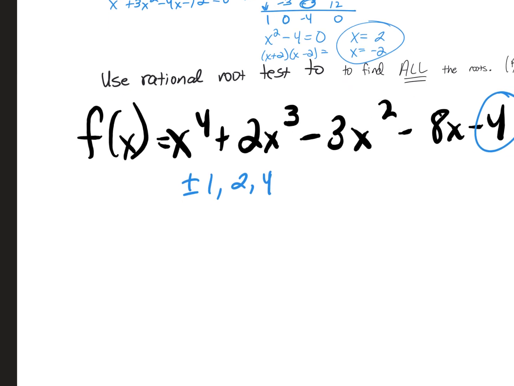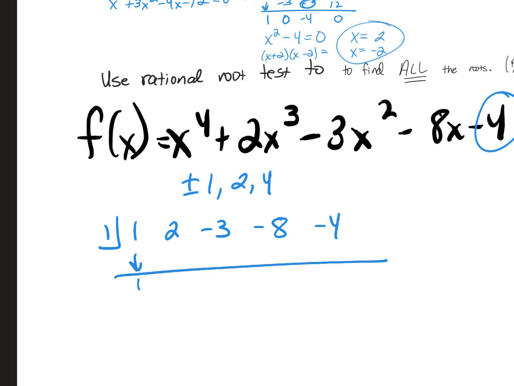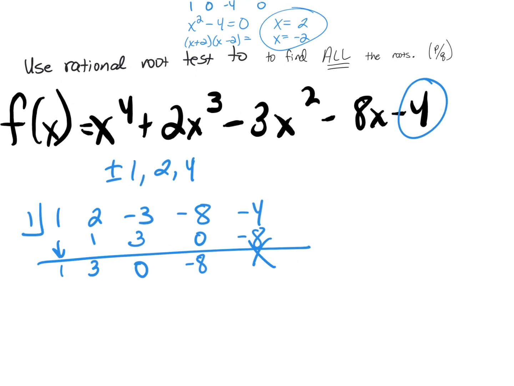So I'm going to try 1. So I have 1, 2, negative 3, negative 8, and negative 4, right? So bring down my 1. 1 times 1 is 1, and 2 plus 1 is 3. 3 times 1 is 3. Negative 3 and 3 is 0. 0 times 1 is 0. Negative 8 and 0 is negative 8. Negative 8 times 1 is... is this going to be a root? Okay, so just stop. When you realize it's not going to work, go to the next one.